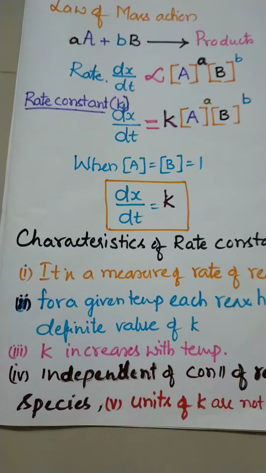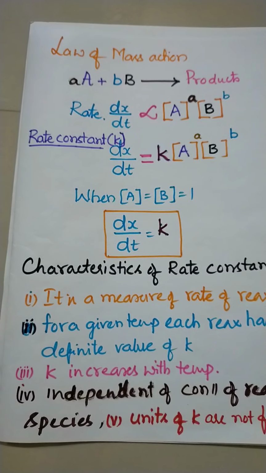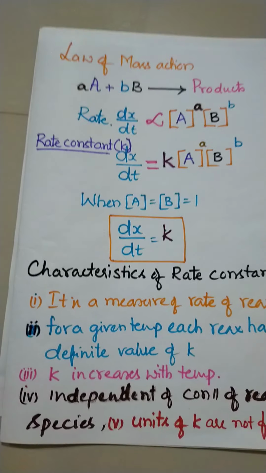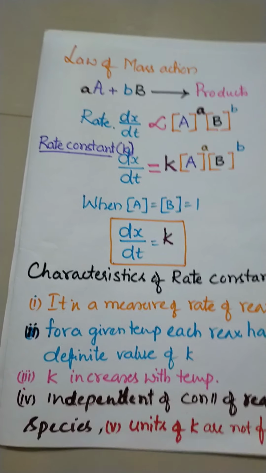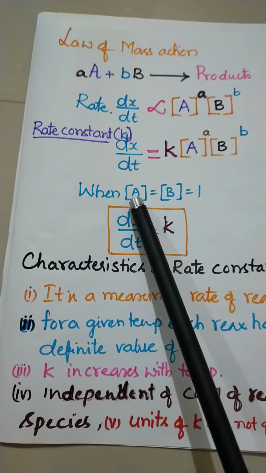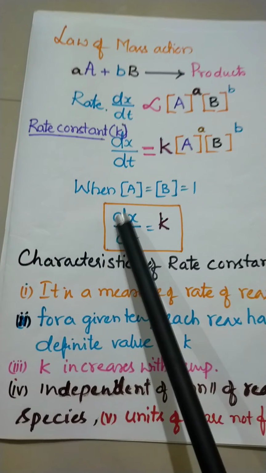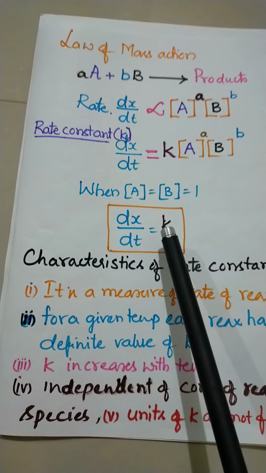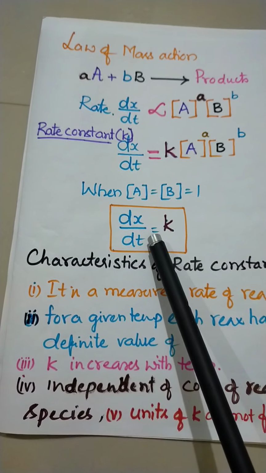A rate constant means that, by developing the law of mass action, if the concentration terms are equal to unity, both of them should be unity. Then what happens? A into B, 1 into 1, cancels, and only k remains. So dx by dt is equal to k. This is the rate constant. Earlier this was the law of mass action, and this is the rate constant.